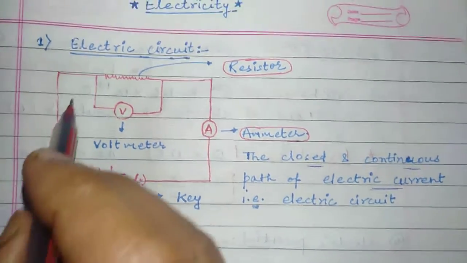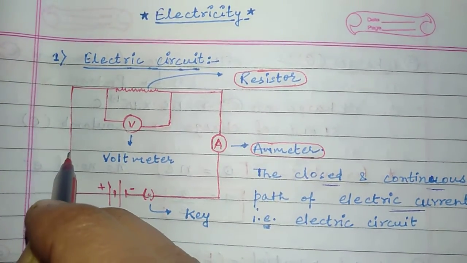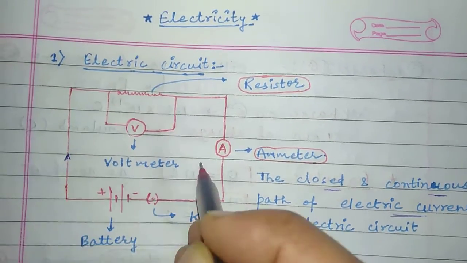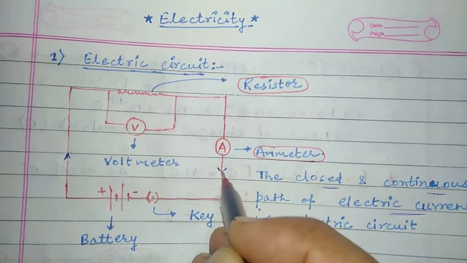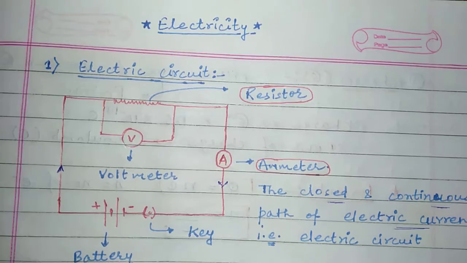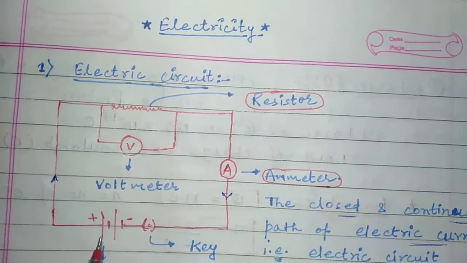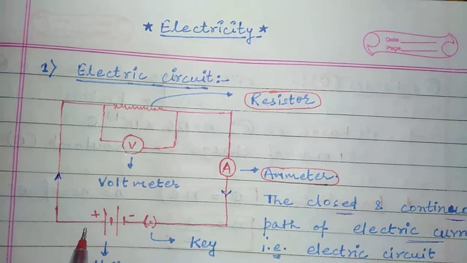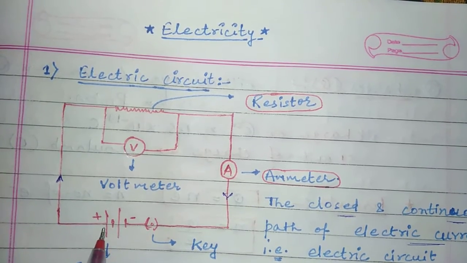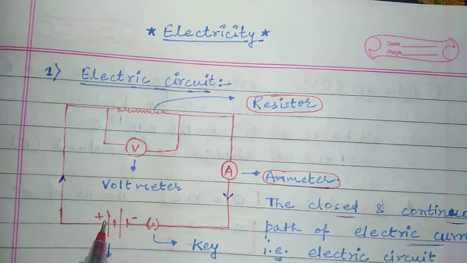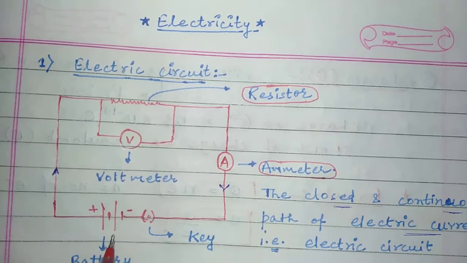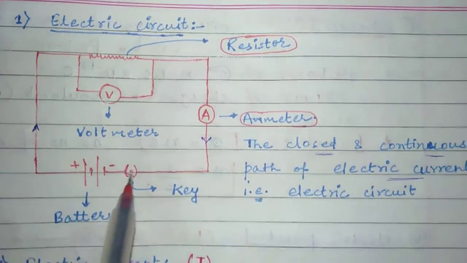What is happening here? In this closed and continuous path, electric current flows. So this is the electric circuit, and apart from that you should remember that electric current always passes from the positive terminal to the negative terminal of a battery or cell.